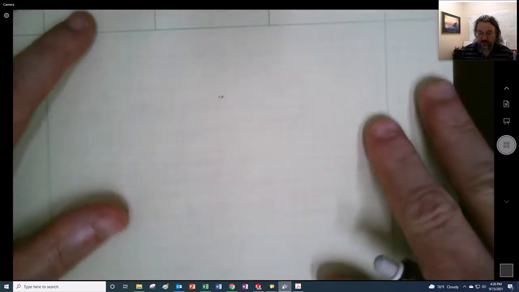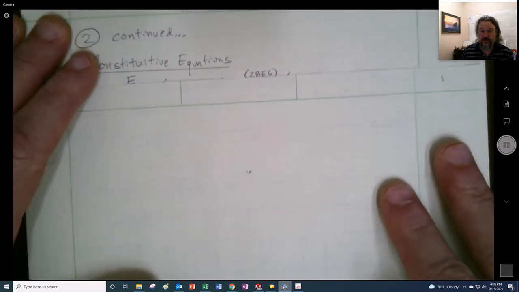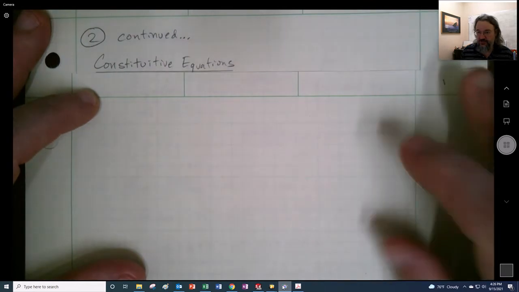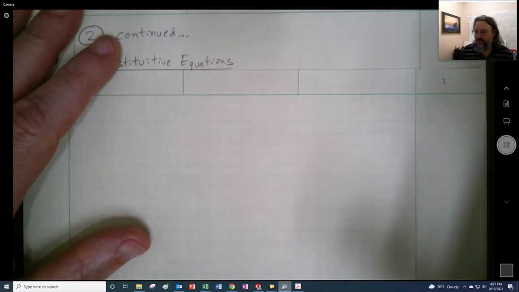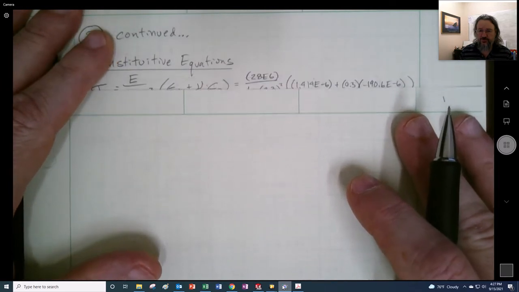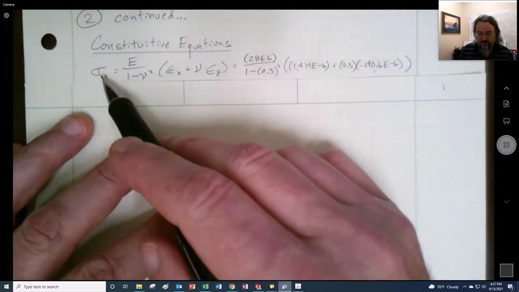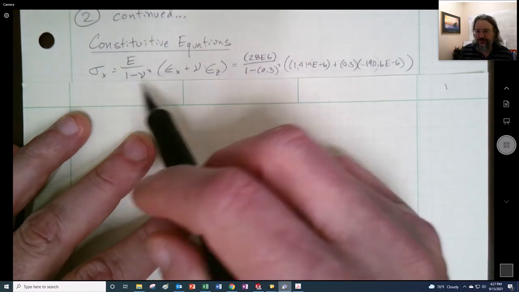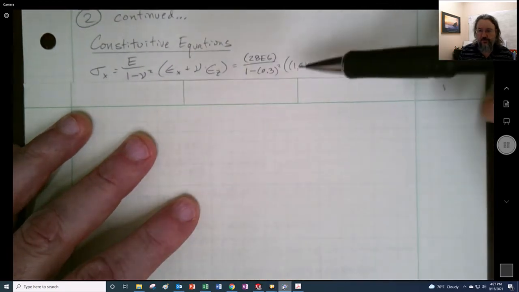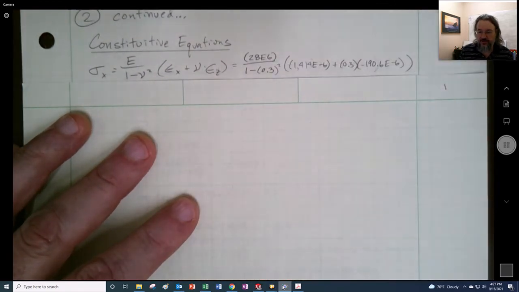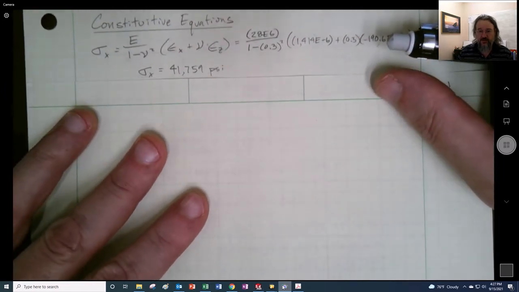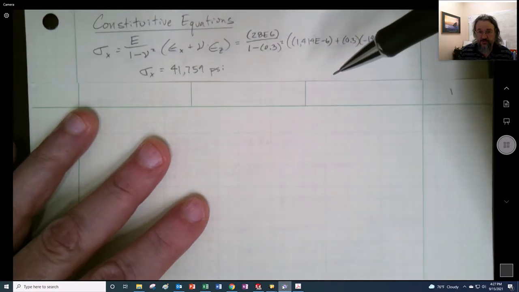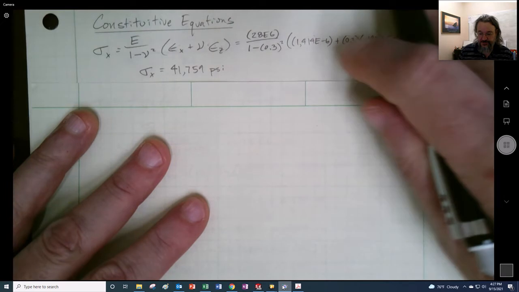Okay, so now I want to get those strains and turn them into stresses. We call them the constitutive equations, right? They're just a little bit more complicated than just taking Young's modulus, but it's a combination of Young's modulus and Poisson's ratio. So here we go, and these are the backwards ones, and this is in the case for biaxial strain, right? I've given out this equation for that, and so you can see plugging these back into there, we end up predicting that the stress in the x direction is going to be 41,759 psi.